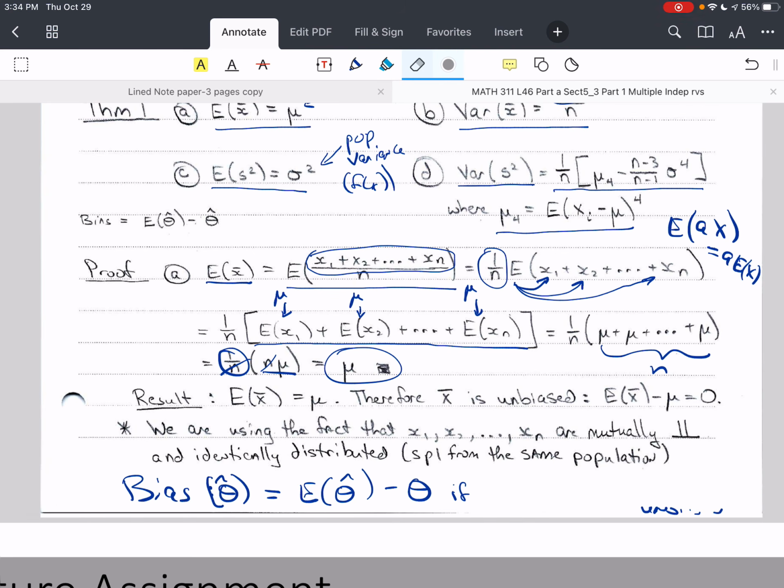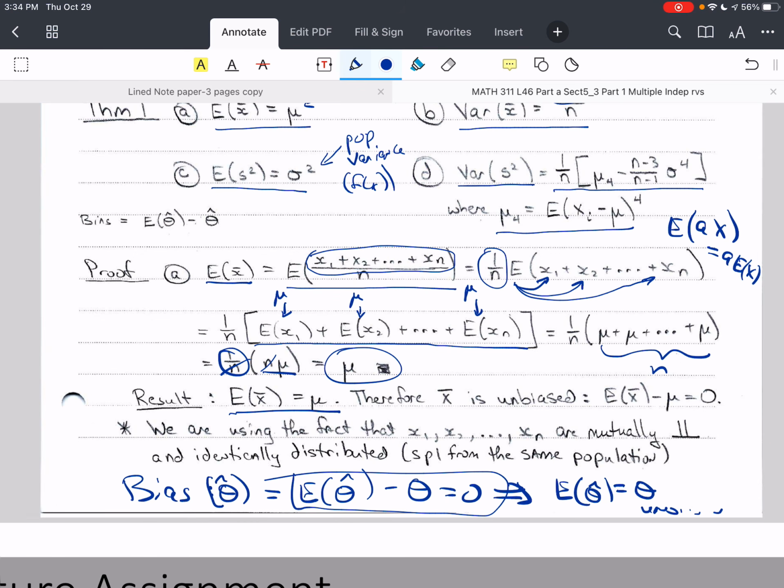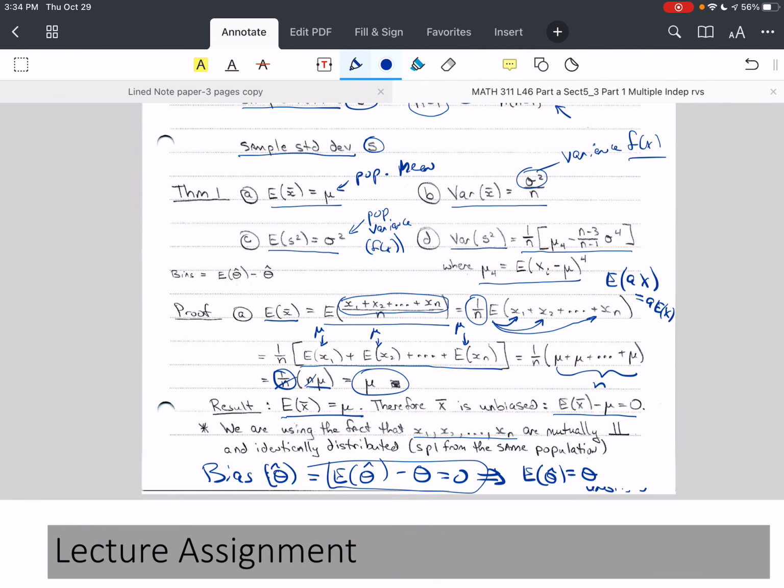So if this is equal to 0, if we solve this part here, then we'll see that this implies that e of theta hat is equal to theta. And that's exactly what we have here. So x bar is unbiased, e of x bar minus mu is 0. And again, we're using the fact that x1, x2 to xn are mutually independent and identically distributed. In other words, they're a random sample from the same population.